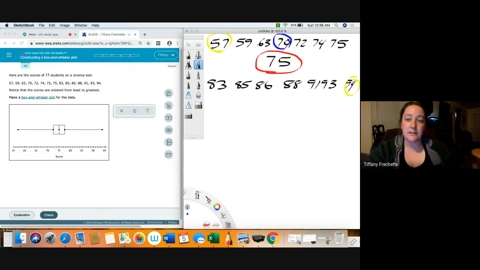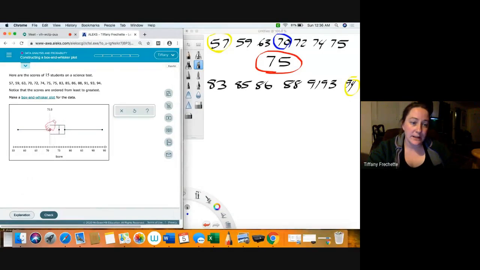All right, so this is my lower quartile. This is my beginning of my box. So I'm going to click and drag it over to 70 and then drop it. Remember to click it to drop it, just to make sure that if you do click and hold, when you release, it does drop there.